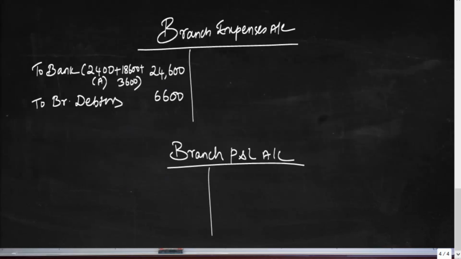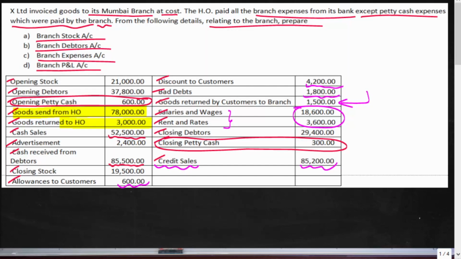So let me go to branch expenses account. There we'll write to petty expenses. We don't know what the expenses are, but we know the opening balance of petty cash was 600, closing balance was 300. So it is 600 minus 300, it works out to 300. So this is your branch expenses with regard to petty cash. Okay. Now let's go back to the question again. Let's see whether we still have any more items to be completed. We have more or less covered everything.